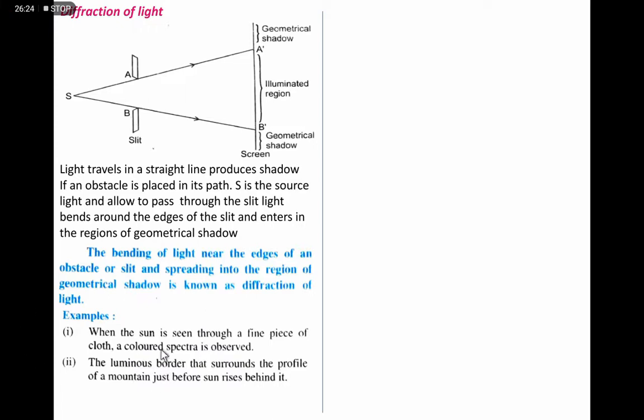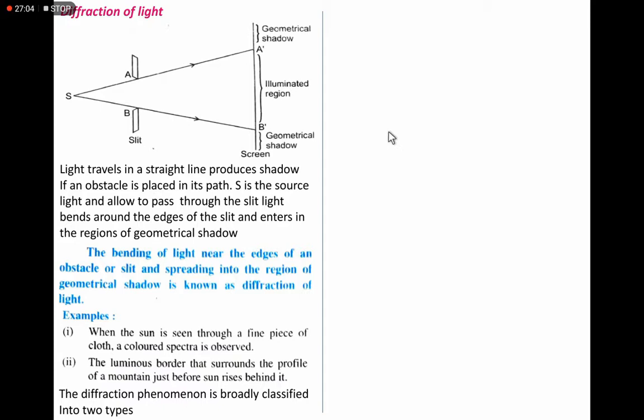Now, an example of the diffraction pattern is when the sun is seen through a fine piece of cloth, we see the colored spectra and the luminous border that surround the profile of a mountain just before the sunrise behind it. Sometimes when the sunrise is there, we see some spectra around the mountain. This is because of the diffraction of light.